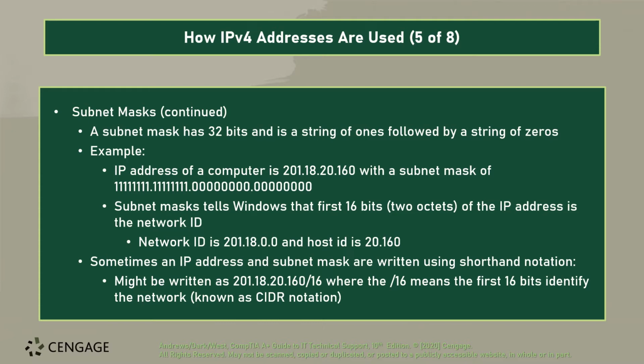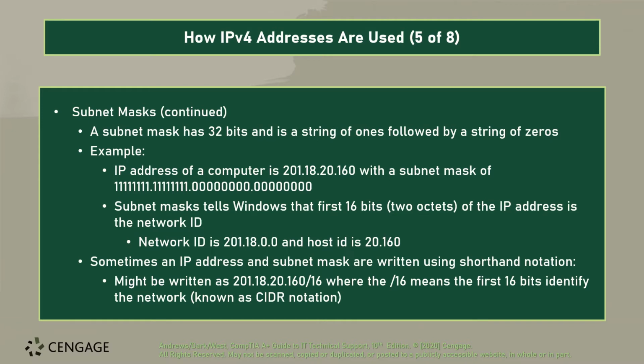If you see all ones in an octet, that means that that whole octet carries over to the network ID. So that means that our network ID here is going to be 201.18.0.0. The host ID is going to be 0.0.20.160. Now sometimes an IP address and subnet mask are written using the CIDR notation I referenced earlier. You can see the /16 after the address, which indicates that the first 16 bits identify the network.